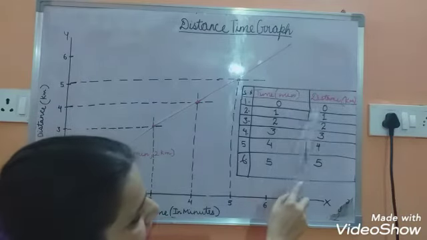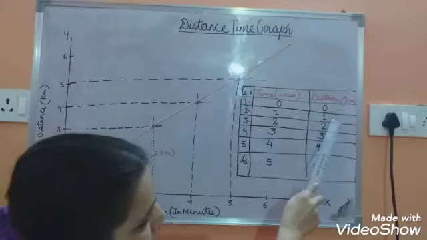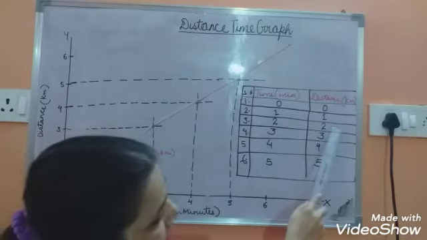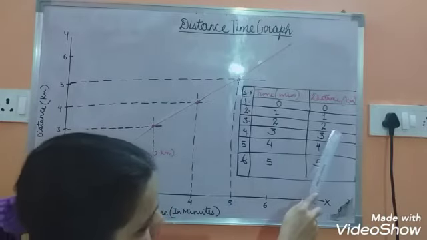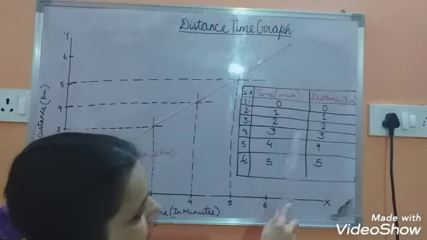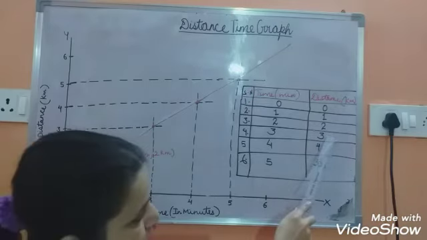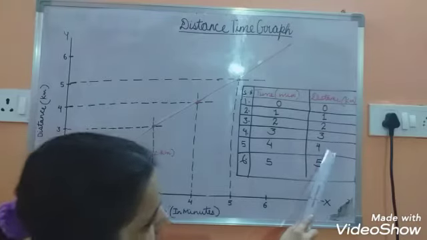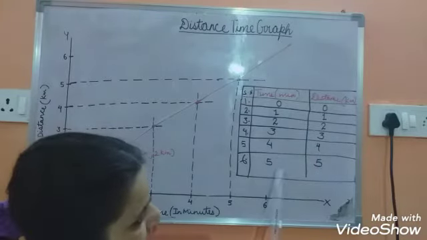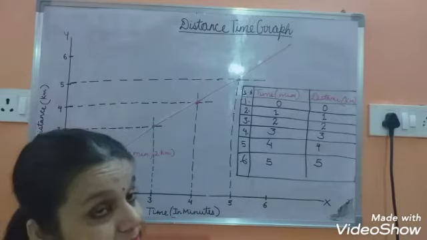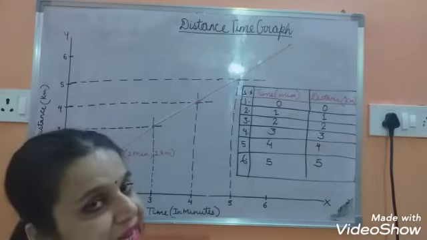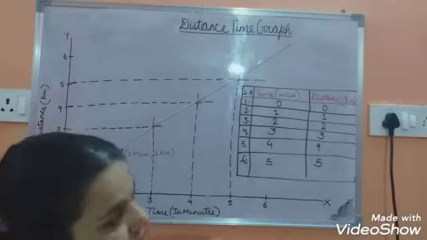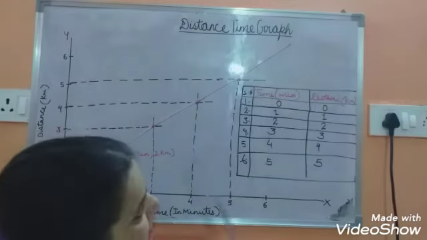At 1 minute the distance traveled by the car is 1 kilometer. In 2 minutes the distance traveled is 2 kilometers. In 3 minutes the distance traveled is 3 kilometers. In 4 minutes the distance is 4 kilometers, and in 5 minutes the distance traveled by the car is 5 kilometers. Now we will learn how to draw a graph for this data, this time-distance graph.